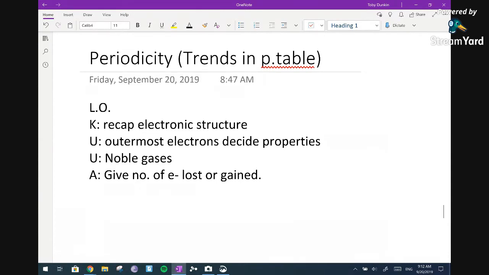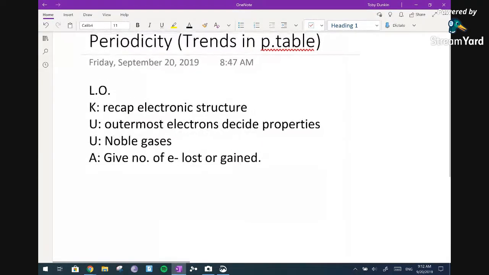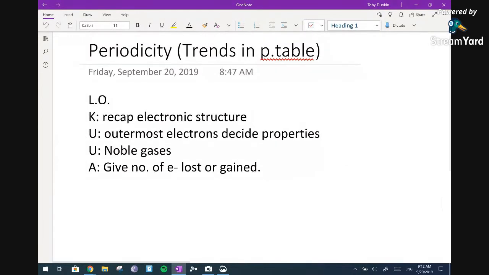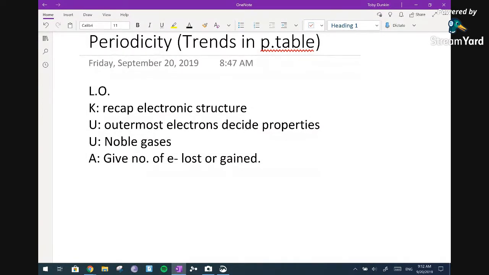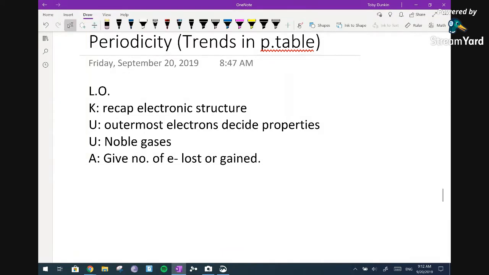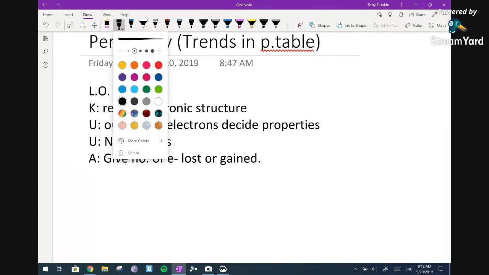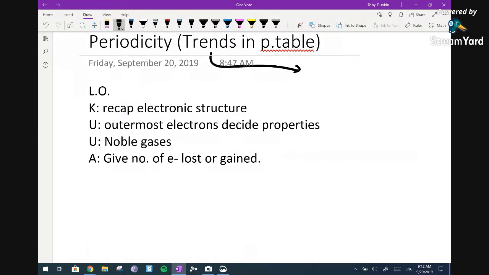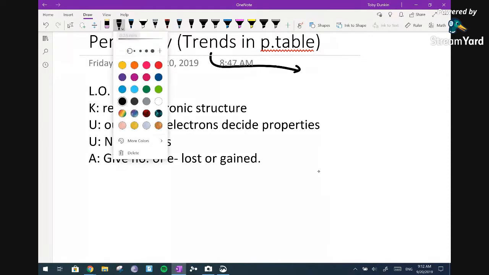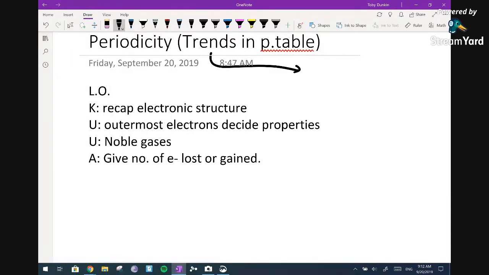So we're going to be looking at periodicity. It actually means the trends in the periodic table, or the patterns. I know that lots of students, in fact, I'm one of them, I remember studying chemistry when I was in school, and I always needed that translation to words I found a little bit easier. So the word trends is also patterns in my table.